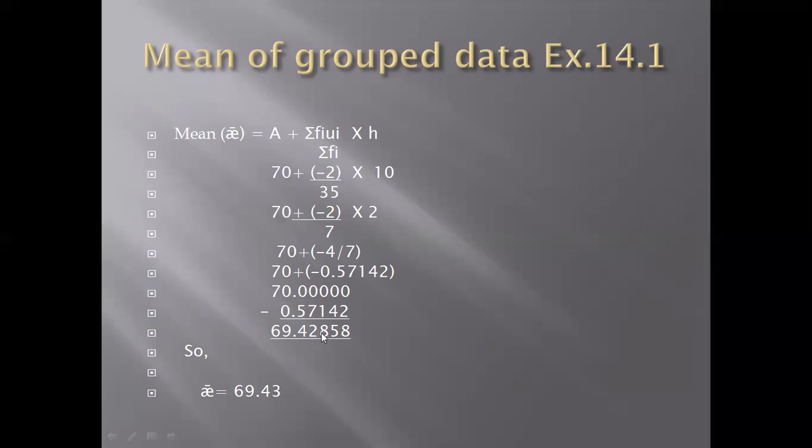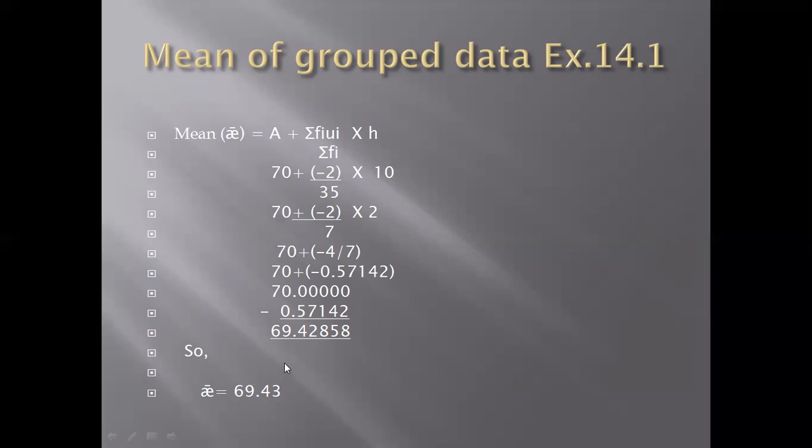So that means you have to see the third decimal. The third decimal is more than 5. Add 1 to the second decimal place. So x bar is equal to 69.43.